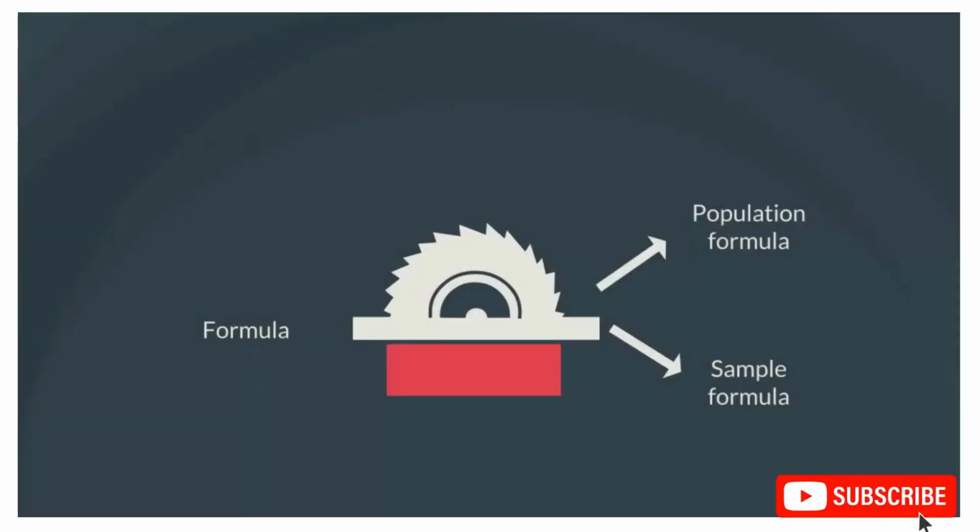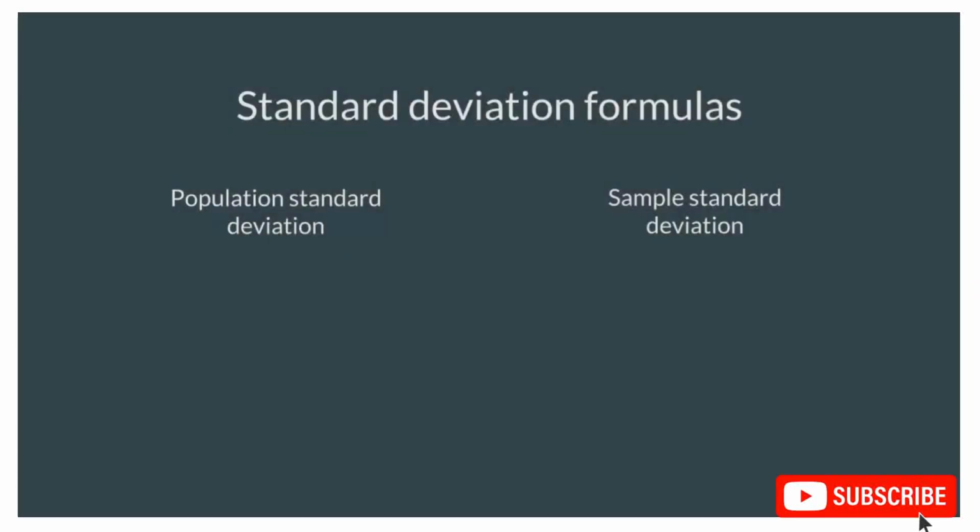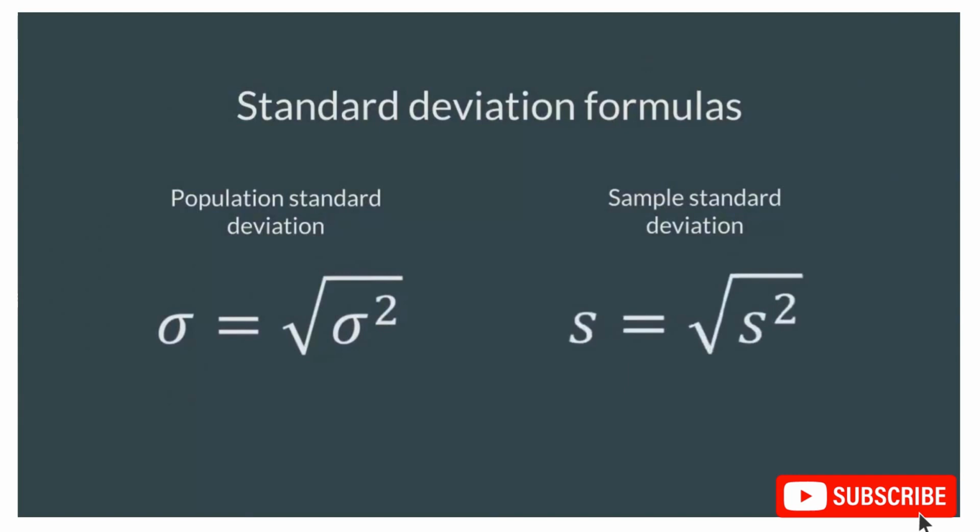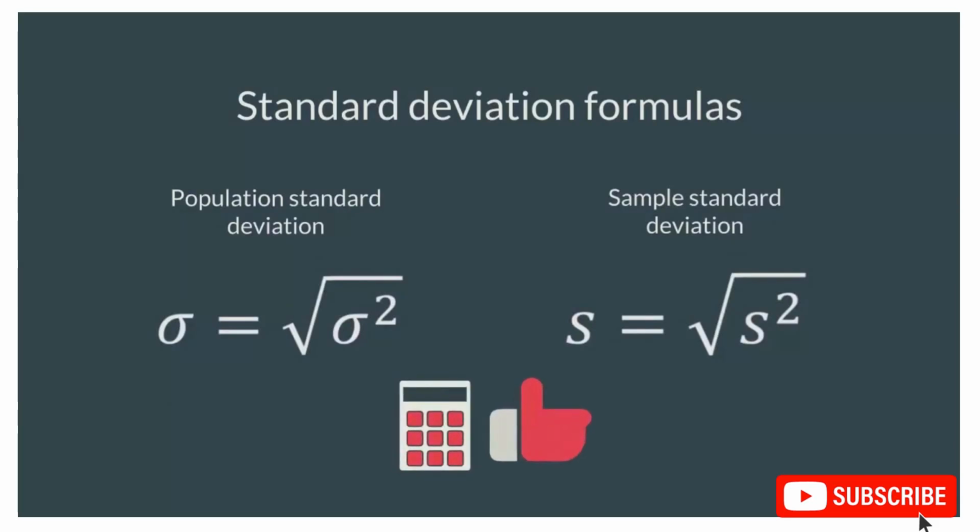As we saw in the previous lecture, there are different measures for the population and sample variance. Consequently, there is also population and sample standard deviation. The formulas are the square root of the population variance and the square root of the sample variance respectively. I believe there is no need for an example of the calculation, right? If you have a calculator in your hands, you'll be able to do the job.